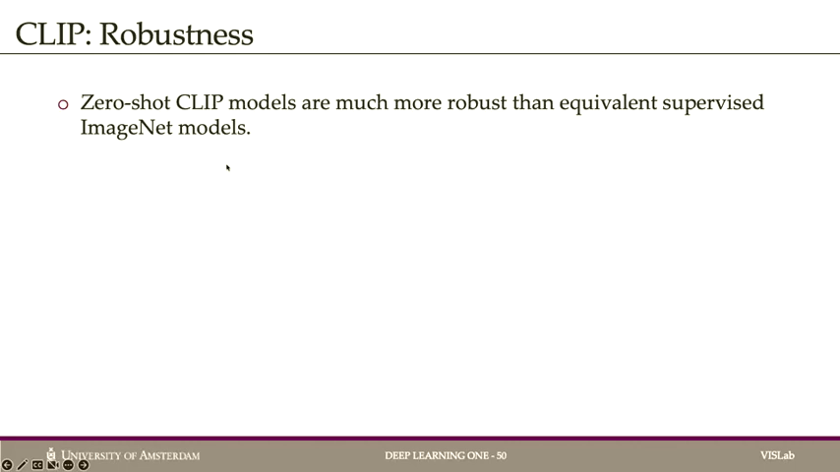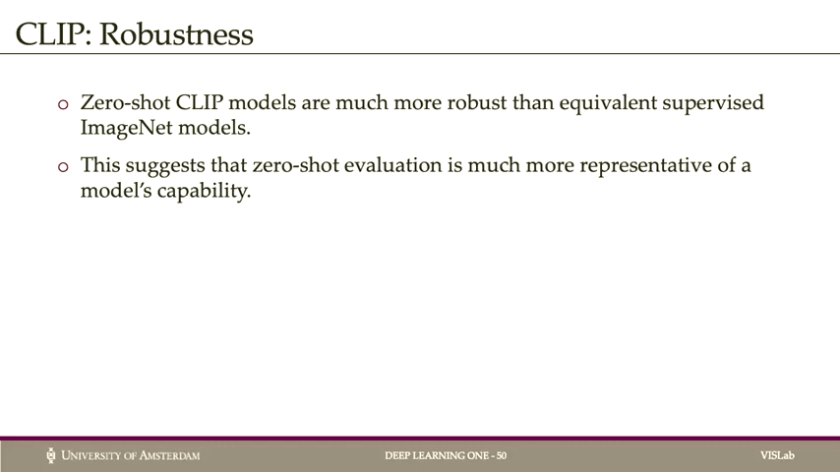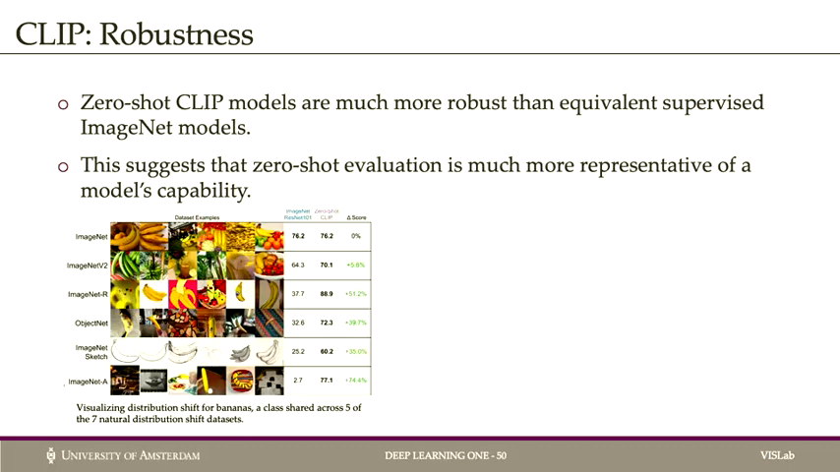Then another interesting property of CLIP is the robustness that it has. They found that zero-shot CLIP models are much more robust than the equivalent ImageNet models pre-trained in a supervised manner. And this tells us that this zero-shot evaluation that I explained to you is a really better representative of what the model is capable of. So we can look at this example with the bananas. ImageNet has this kind of images with some bananas, right? And then the accuracy of ResNet is pretty close to CLIP. But then if we go to other domains, for example, if we have a sketch like this here, then you can see that the performance really increases.